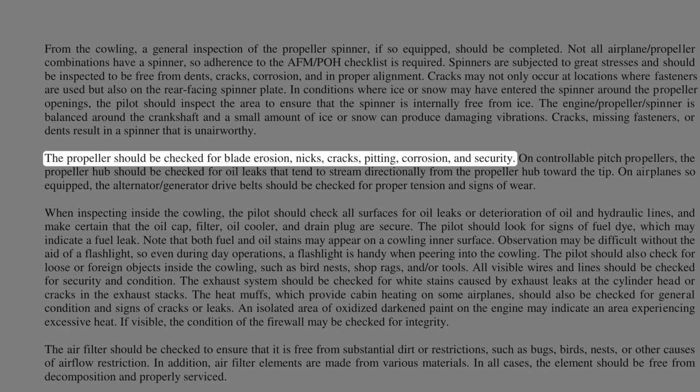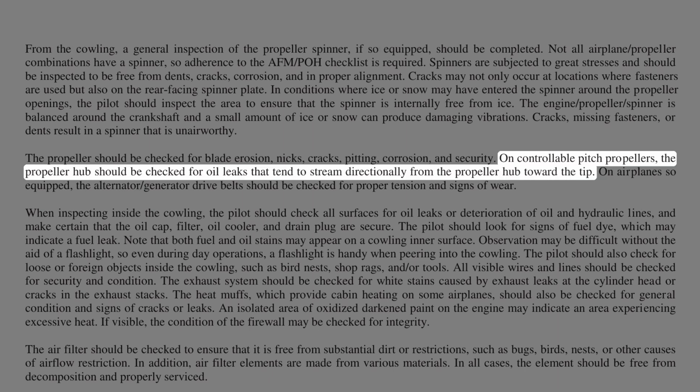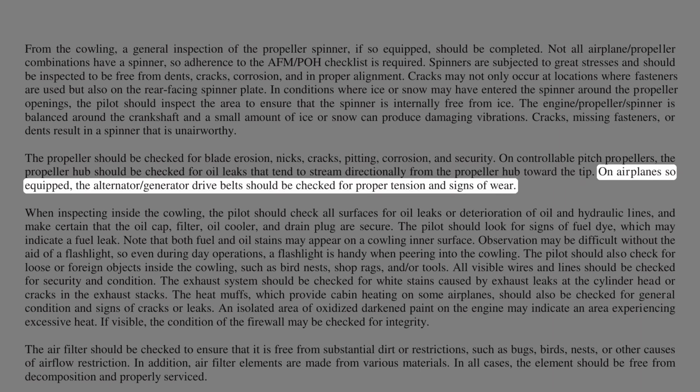The propeller should be checked for blade erosion, nicks, cracks, pitting, corrosion, and security. On controllable pitch propellers, the propeller hub should be checked for oil leaks that tend to stream directionally from the propeller hub toward the tip. On airplanes so equipped, the alternator, generator drive belts should be checked for proper tension and signs of wear.